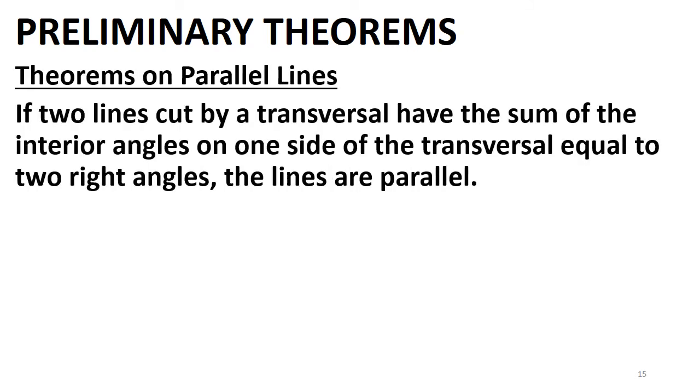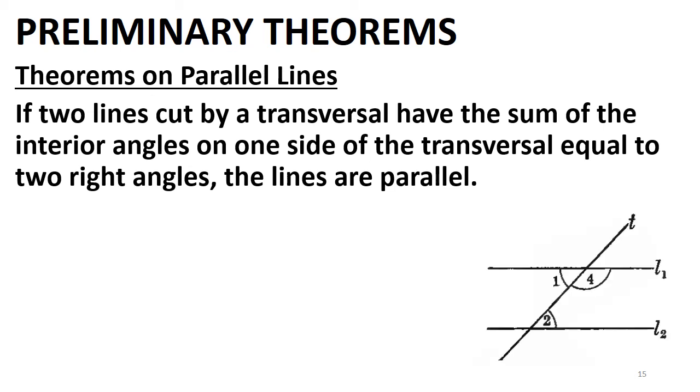Okay, another theorem. If two lines cut by a transversal have the sum of the interior angles on one side of the transversal equal to two right angles or 180 degrees, the lines are parallel. Yan. Pag yung sum daw ng angle 4 and angle 2, kasi ang sinasabi niya dito is interior angles on one side of the transversal. Ito yun. Angle 4 and angle 2 are interior angles on the same side of the transversal. At kapag yung angle 4 plus angle 2 ay nag-equal sa 180, parallel yung L1 and L2.